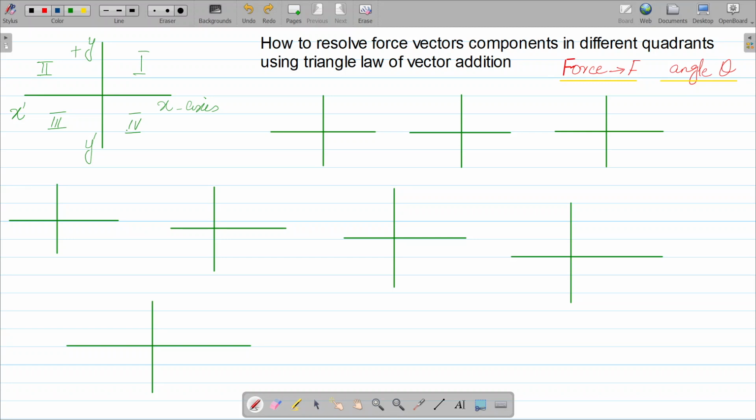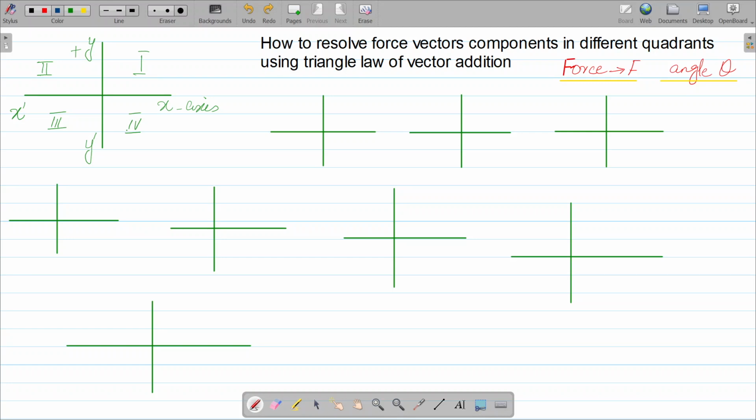And today we are going to do a very basic analysis of a force in which we are going to resolve a force into its respective components in different quadrants. A very basic mistake made by students while studying statics and engineering mechanics.